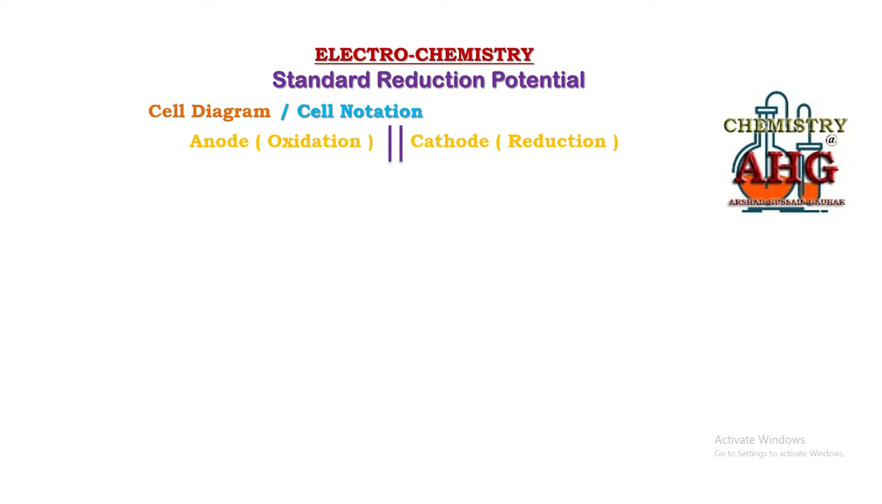So how can you describe this? This is anode, salt bridge, cathode. The two half cells have been connected by a salt bridge. Now there are certain rules that you will have to keep in mind while writing a cell diagram for any electrochemical cell. There are three rules that I will tell you, and when you apply these three rules, it will become very easy for you to write a cell diagram for any electrochemical cell.